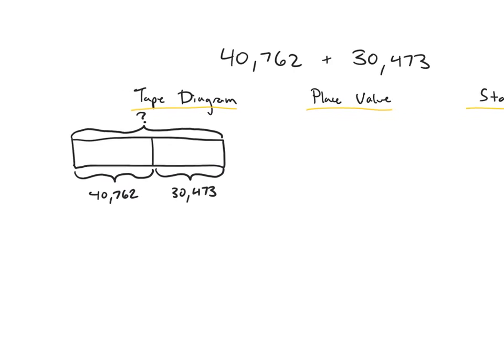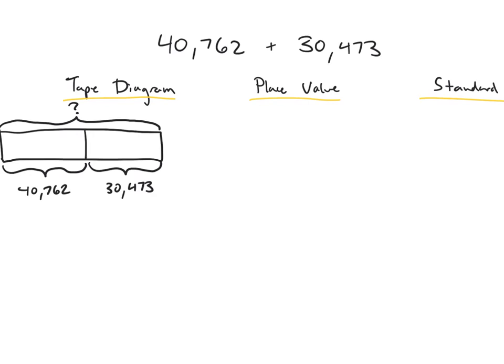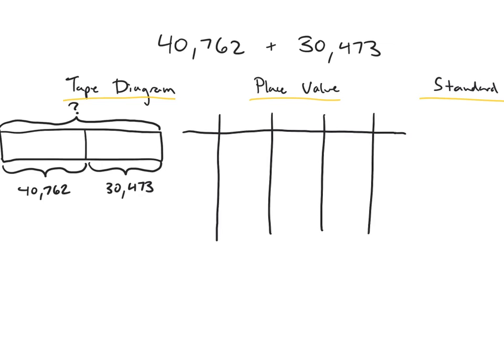So now that I have an understanding of what this problem is asking me to do, I'm going to use a place value chart and some disks to see if I can actually solve the problem. So I'm going to start over here by making my place value chart. And I have my ones, my tens, my hundreds, my thousands, and this time I have my 10,000s place as well because we're dealing with larger numbers. So I'm going to start by representing 40,762 in disks on the place value chart.